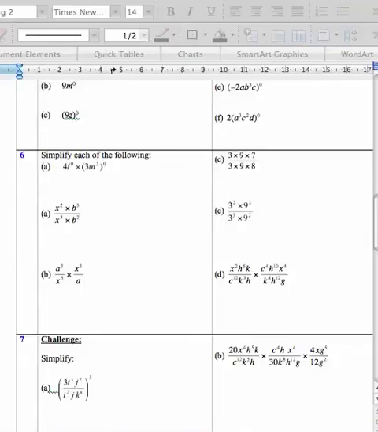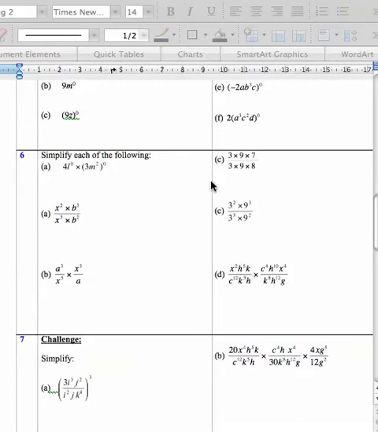Now for question 6, you can see 6a is similar to the questions we did before, and then we start looking at more algebraic fractions that we have to simplify, and we did a couple of these in question 2.